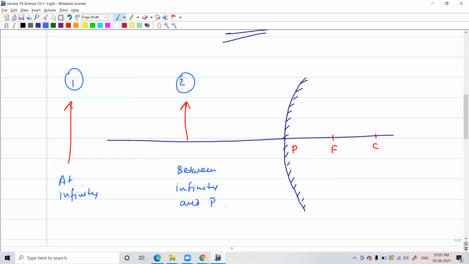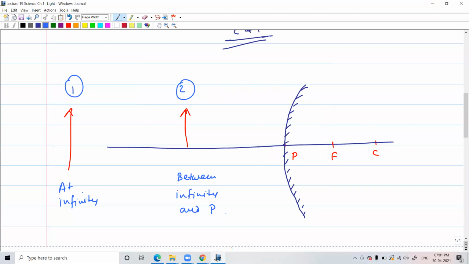So, any doubt in what we have studied today, right now? No, sir. Okay. So, in the next class, we will start learning those 6 + 2, 8 ray diagrams fully, in full detail. We'll do that.